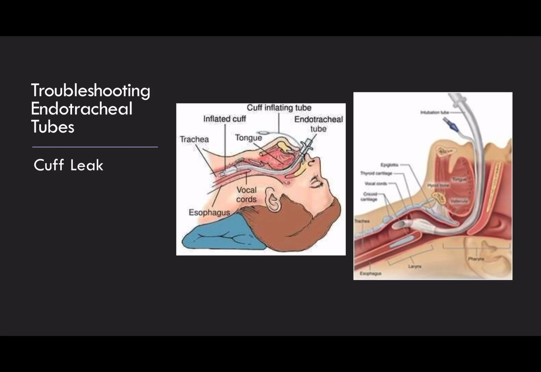So if you hear a cuff leak, stop any NG feed, aspirate anything from the stomach to try and reduce the risk of aspiration, and call for a doctor immediately who can re-intubate this patient either with a new tube or by advancing the existing tube below the level of the cords if it is simply a matter of the tube having come out too far.